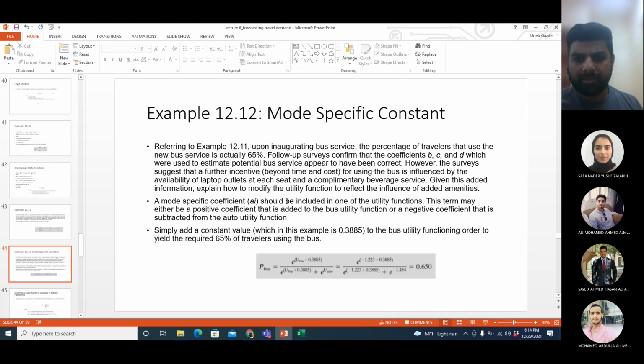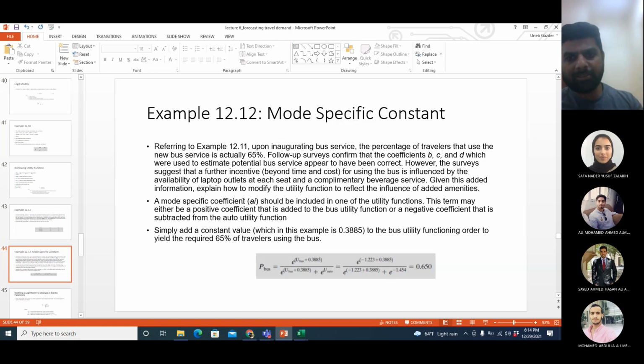Surveys suggest that, beyond time and cost for the bus, using the bus is influenced by the availability of laptop outlets at each seat. So at each seat, they are providing a complimentary beverage, and they have a laptop outlet, because of which people are shifting more towards the bus service.